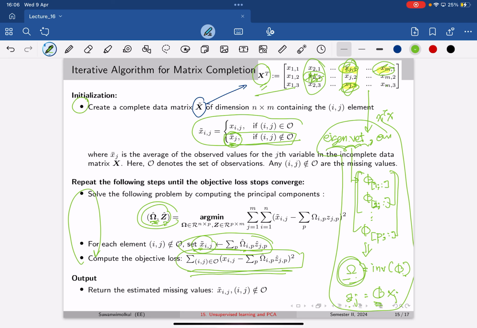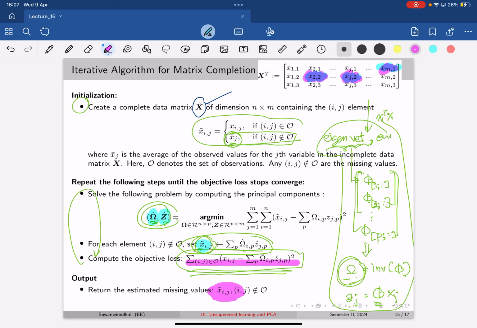After that, you would repeat the steps. Once you already have this X tilde, you can now replace the missing value in X matrix with some X tilde, right? And then you can repeat again. You can compute omega and Z again. And once you have a new set of Z and omega, you can recompute this missing value again. So you want to iterate until your loss is no longer improved. And that's it. The output from this will be the X tilde, the missing value. So that's the algorithm.